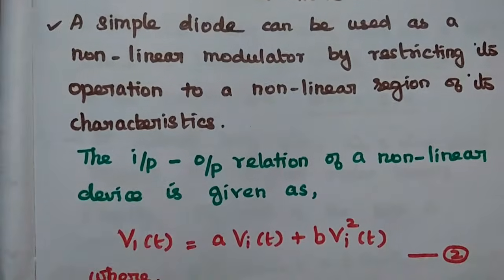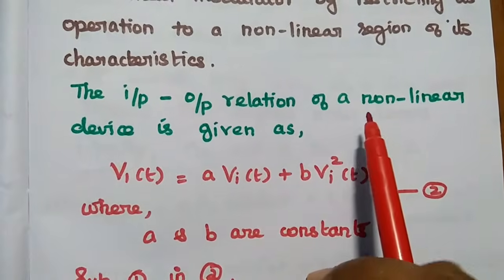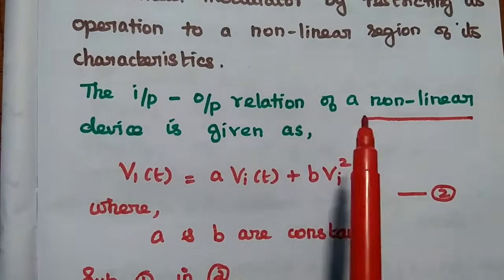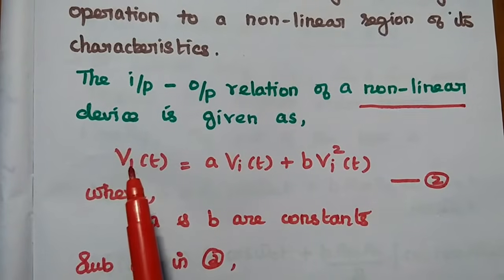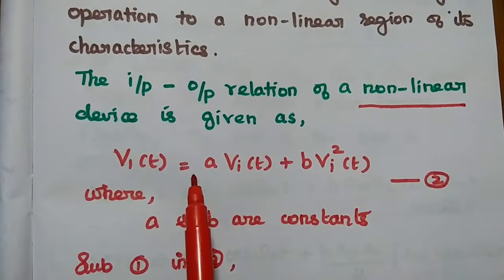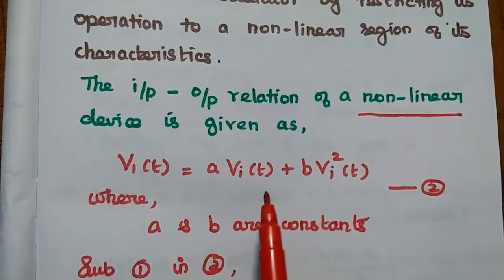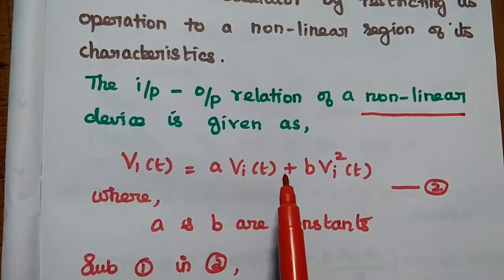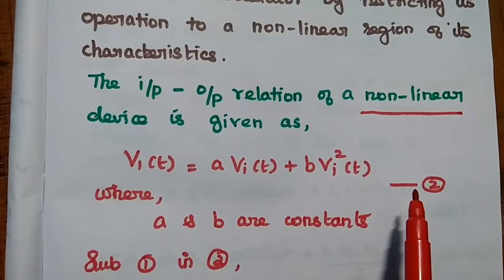Here the input and output relation of a non-linear device, that's the non-linearity property I told you earlier, is given like this. V1 of t is nothing but the output of the non-linear device, that is equal to A Vi of t plus B Vi squared of t. This is the non-linearity relation between input and output. Consider this as the second equation.